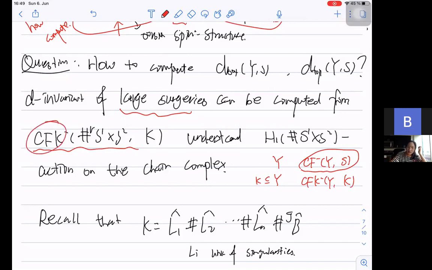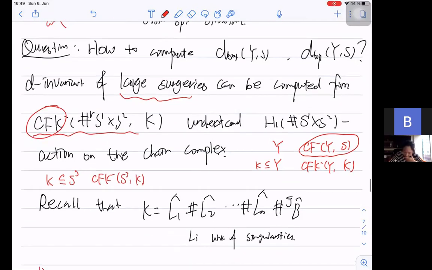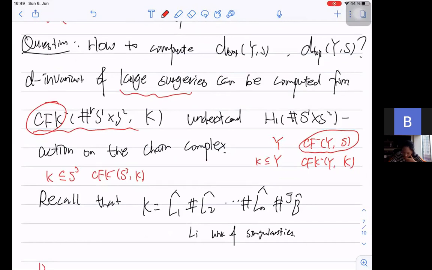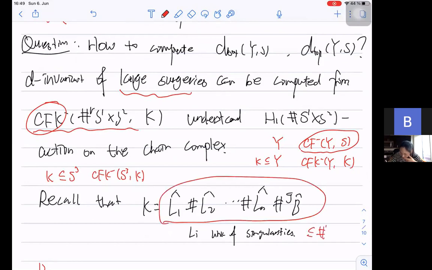And in general, most of the time we only consider knots K inside S^3, so we have this standard notation CFK minus of (S^3, K). However, in our setting, our manifold Y is obtained from surgery along this knot K inside r copies of the connected sum of S^1 × S^2. So in order to compute this d-invariant, we need to compute the whole chain complex CFK minus of this connected sum of S^1 × S^2 with the knot K.